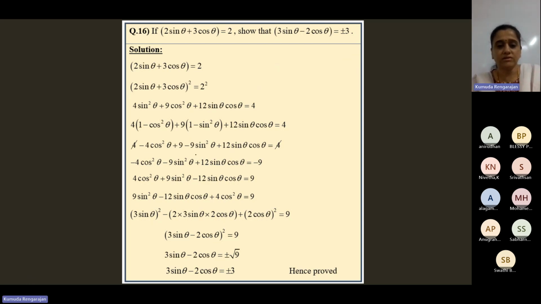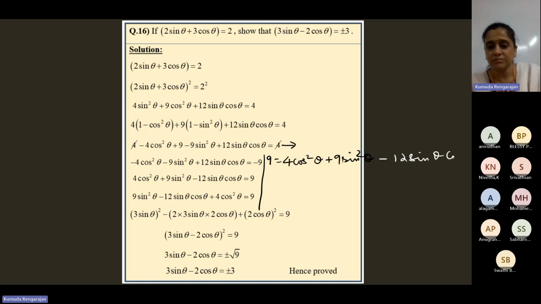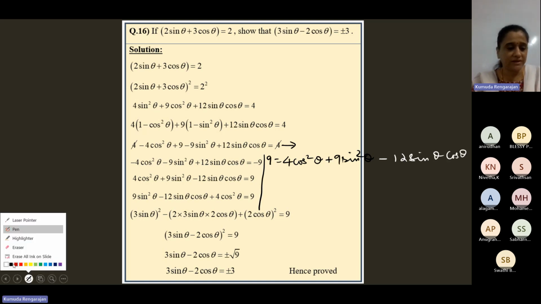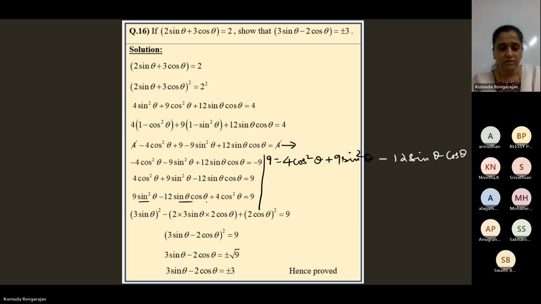What I'm saying is, after this step, you can have 9 on the same side, and you can take this minus 4 cos square theta to the other side, so plus 4 cos square theta. Then this minus 9 sine square theta becomes plus 9 sine square theta, correct? And minus 12 sine theta cos theta. If you transpose like this, you will directly have this step. The terms are positive. See here, 9 sine square theta a square, 4 cos square theta b square, minus 12 sine theta cos theta, minus 2ab.